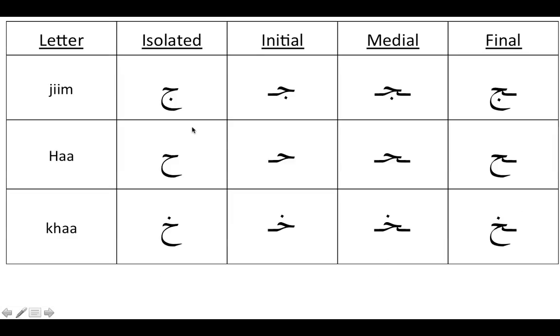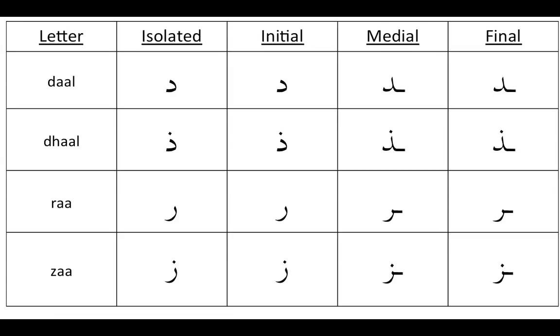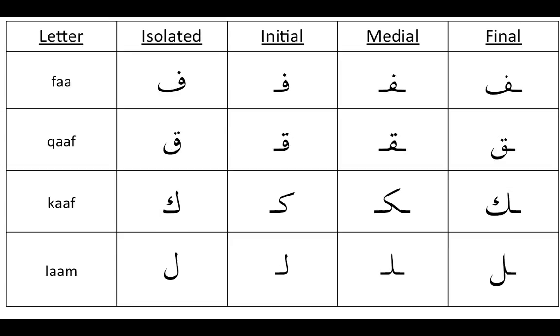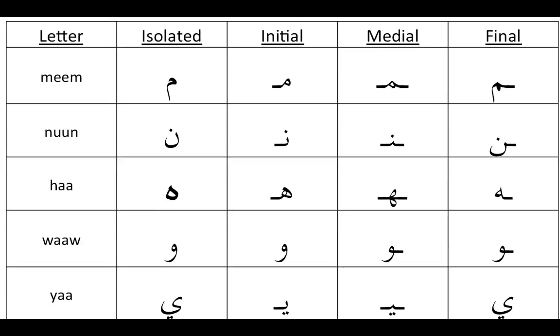So we talked about, by the way, alif, ba, ta, tha, jim, ha, kha, dal, dhal, ra, za, sin, shin, sad, dad, ta, za, ain, ghain, fa, qaf, kaf, lam, mim, nun, ha, wa, ya.